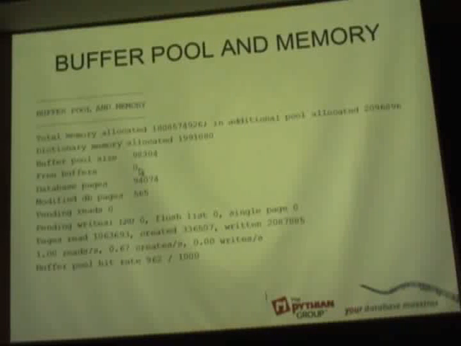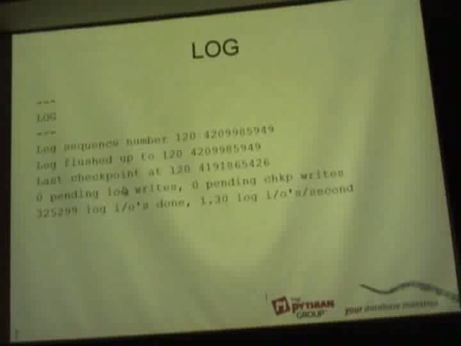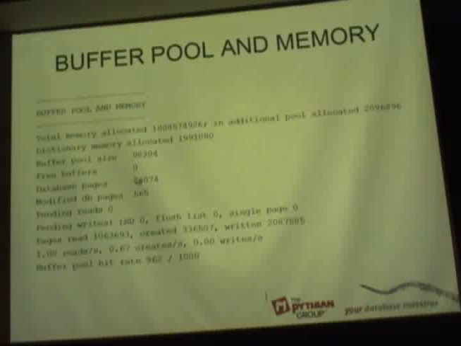Free buffer is 0 because it was all in use. Modified database pages, oh, how does it do that? Database pages 94074, so 94,000 pages are in the buffer pool. 565 of those are dirty. They've been modified. So that's 500 out of 94,000. That's a pretty low percentage of dirty pages. Pending reads 0, good. We like pending 0. Nothing's waiting. Pending writes, least recently used buffer 0. Flush list 0, single page 0. So single page is those writes that it can't merge. That's a single page write.